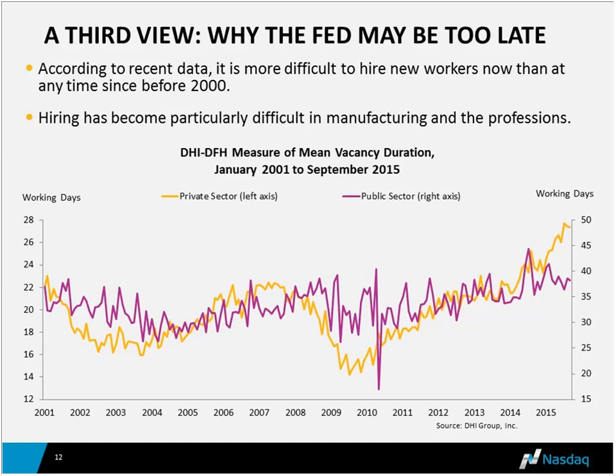These are two measures of how long it takes to fill a vacancy if you're an employer and you're trying to hire somebody. The purple line goes over to the right-hand side, and that's how long it takes if you're a public sector employer trying to hire somebody. It's just under 40 days right now. The yellow line's the private sector. It goes over here to the left. And if I'm in the private sector and I'm trying to hire somebody, it's about 28 days right now.